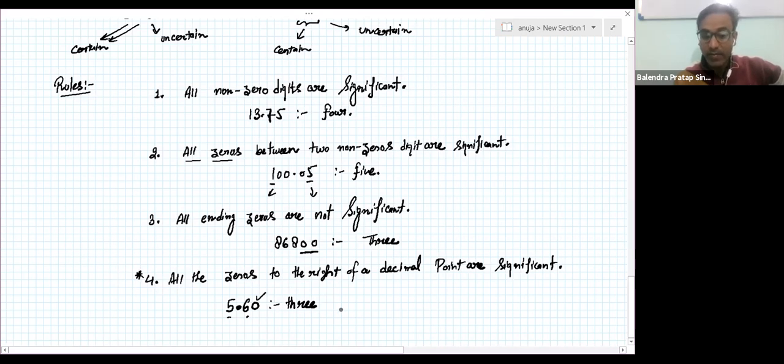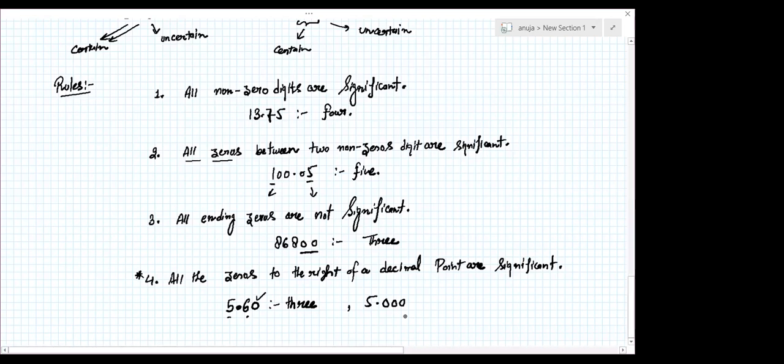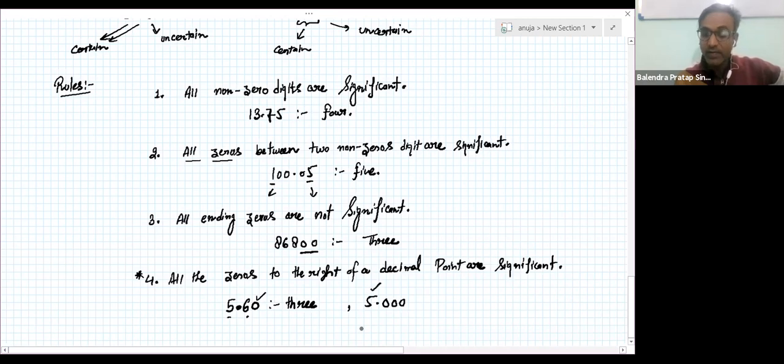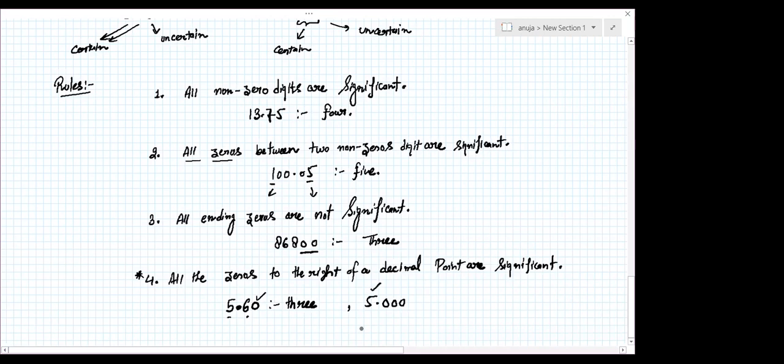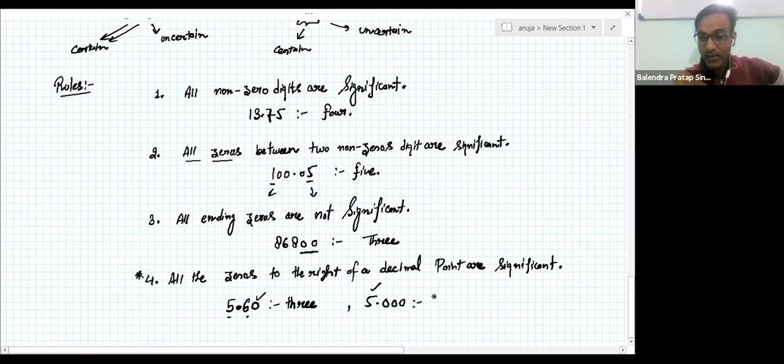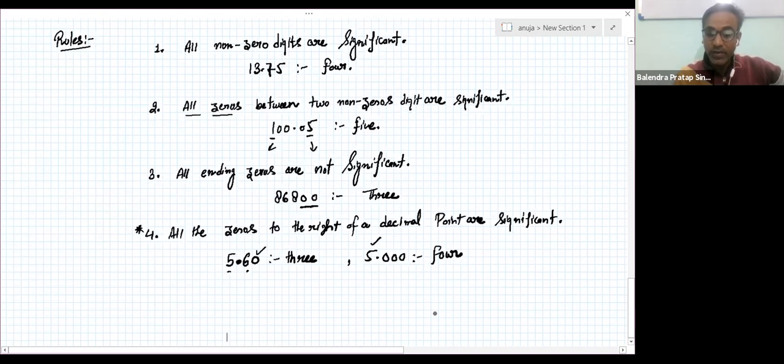Let us take another example. Suppose a number is given like this. How many significant figures here? The answer is 3. No, you also have to consider this zero with this number. So how many? 4, exactly. If a zero comes between two non-zero numbers, then you have to consider that zero. Again, it has 4.